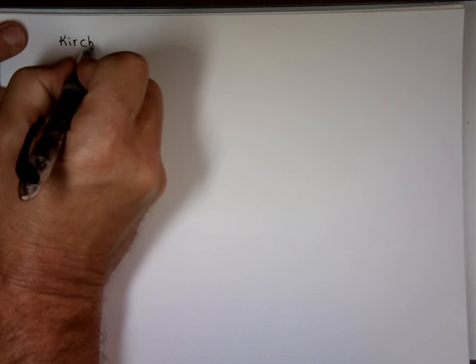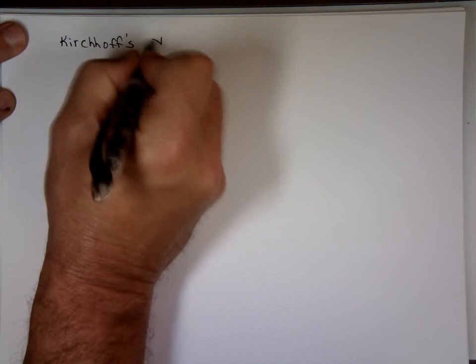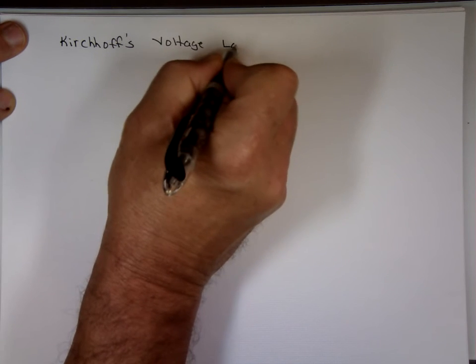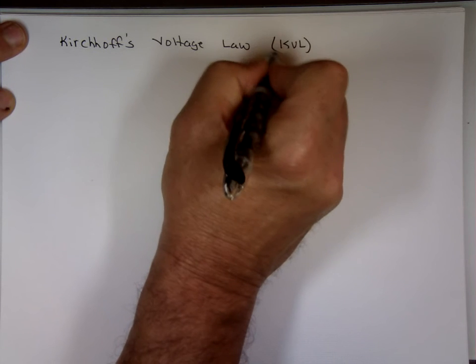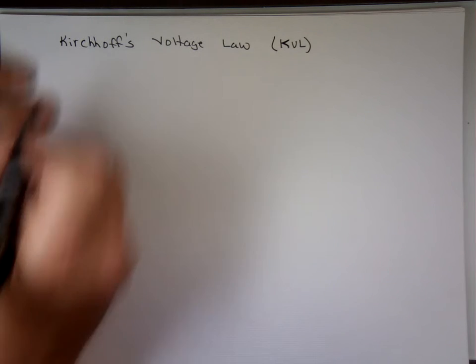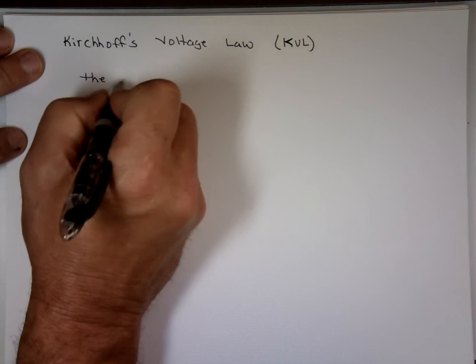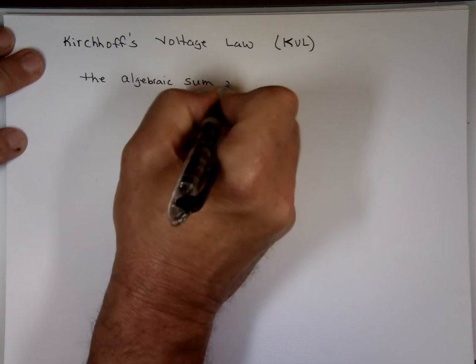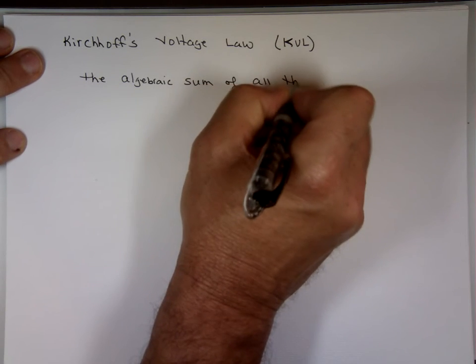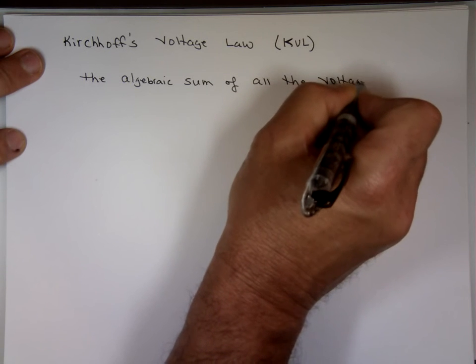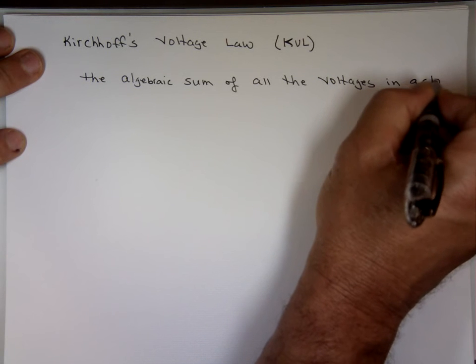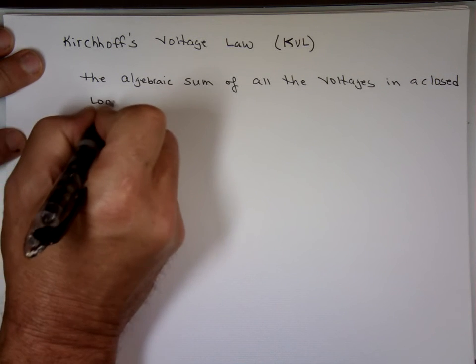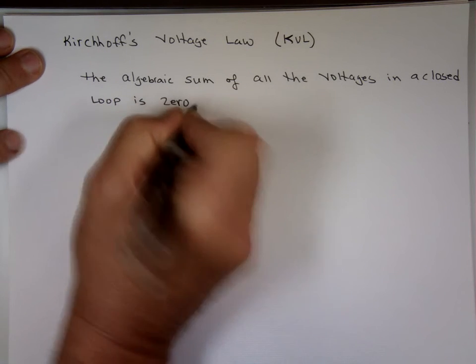Let's try Kirchhoff's voltage law, which is KVL. Two H's, two F's. And again, the algebraic sum of all the voltages in a closed loop, closed path, whatever you want to call it, is 0. The algebraic sum of all the voltages in a closed loop is 0.